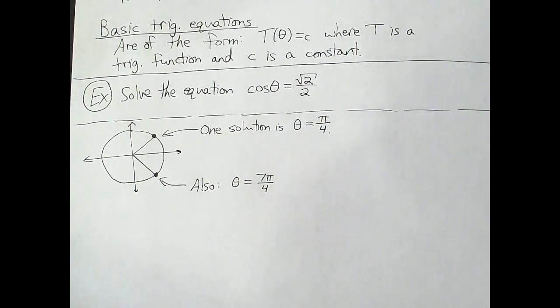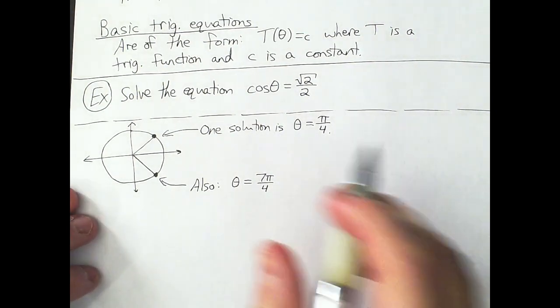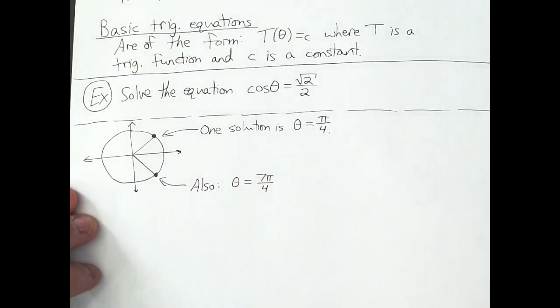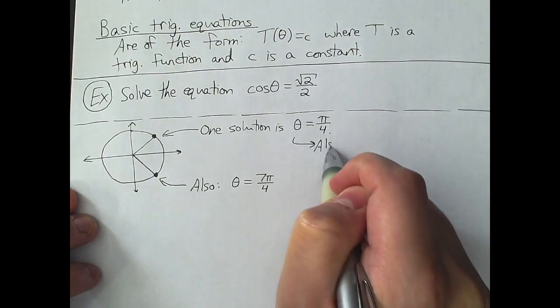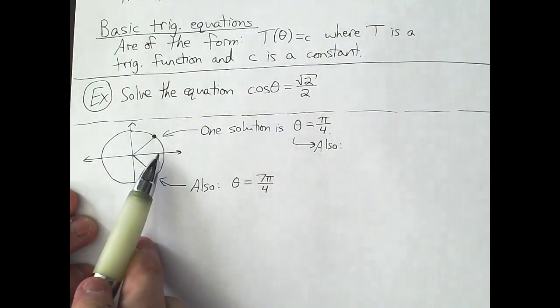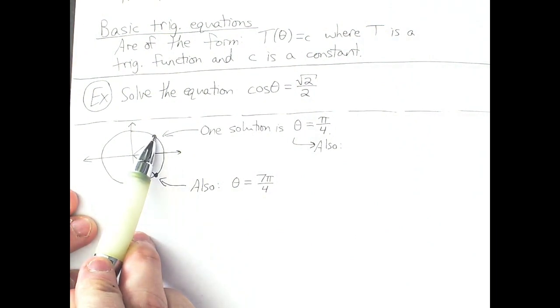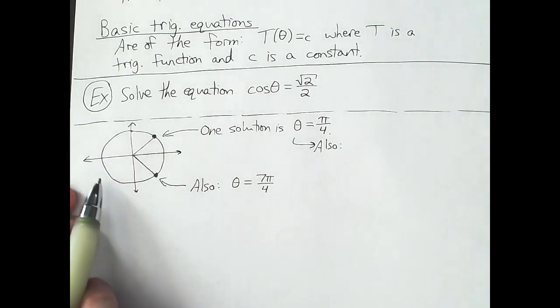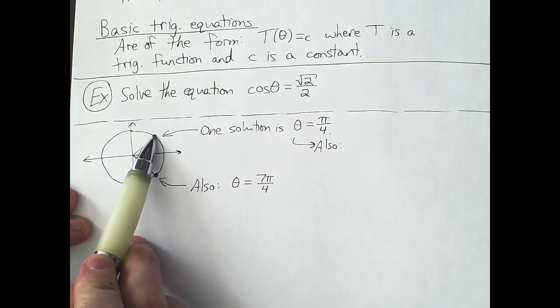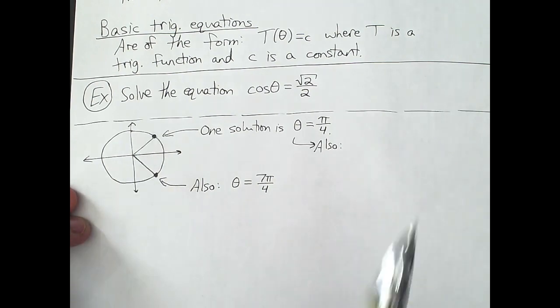However, there are also other solutions, aren't there? Well, I don't see anywhere else on the unit circle that's going to make this true. But there's still other solutions. How about from this one? Instead of just going pi over 4 around the unit circle, what if I went pi over 4 plus another lap around the unit circle and stopped here? So pi over 4 plus 2 pi.